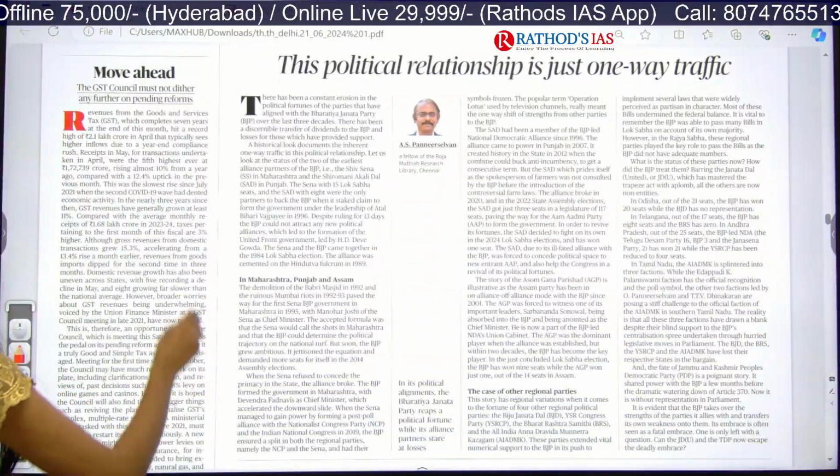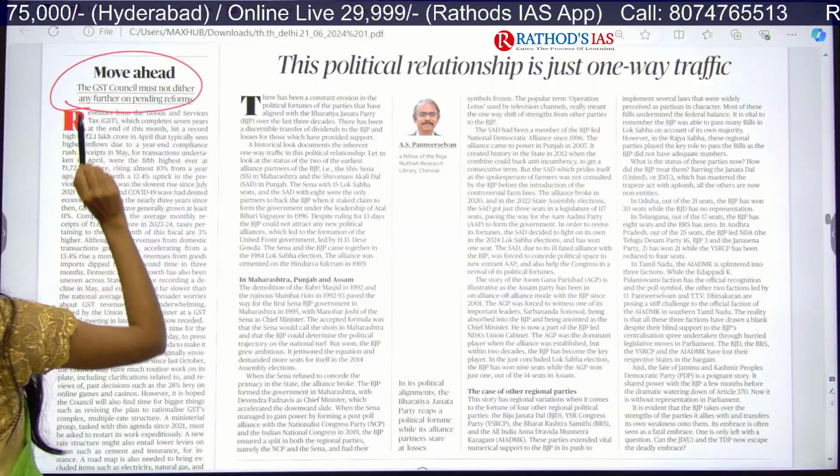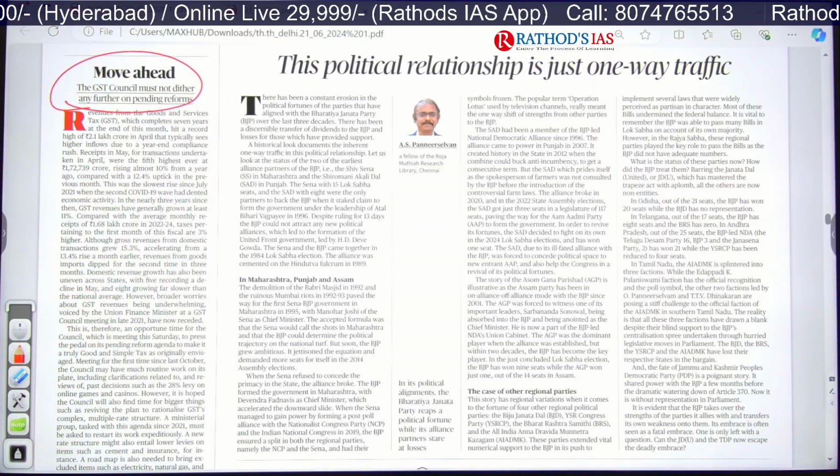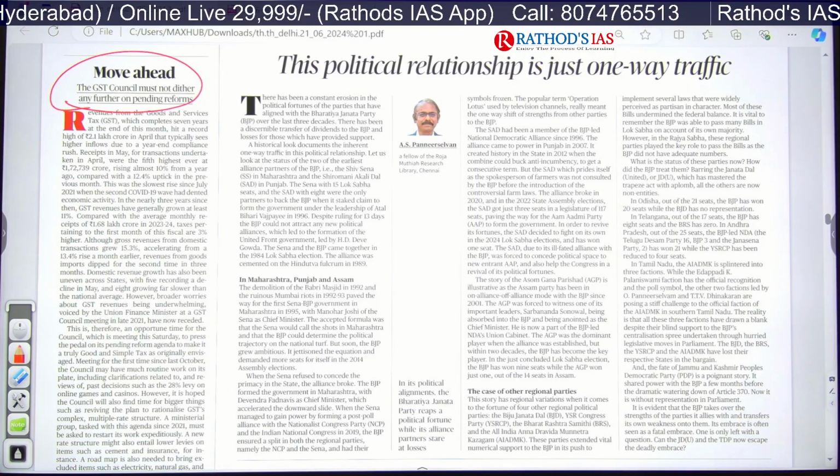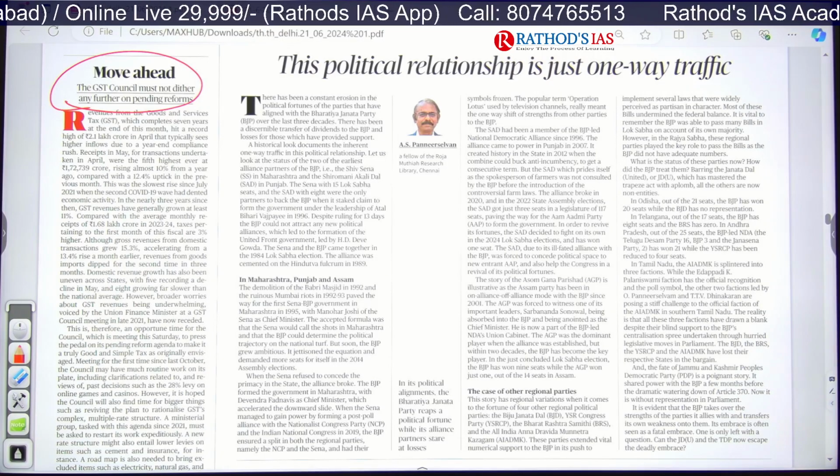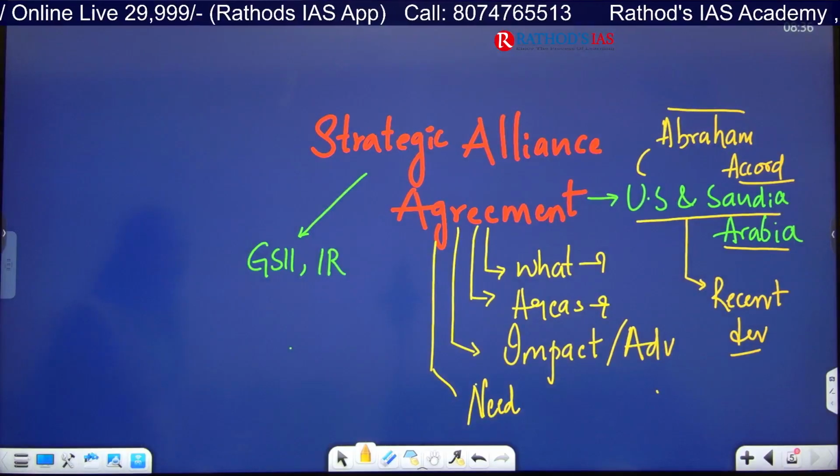And here you can see one article, it is about the GST Council. Move ahead. The GST Council must not defer any further on pending reforms. Okay, now let us see this article.